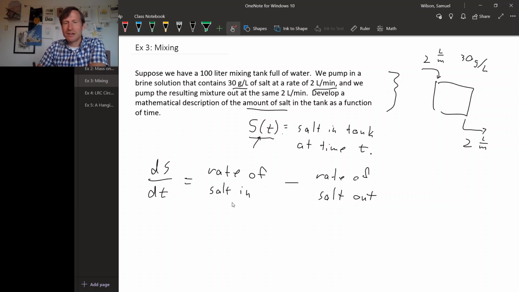So if we can just figure out the rate at which salt is coming into the tank and the rate at which salt is leaving the tank, we can just put them in here, and then we'll have a differential equation that describes this situation. Okay, so let's see if we can do this.